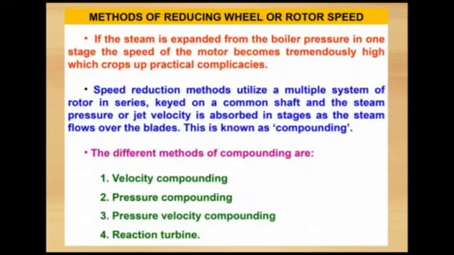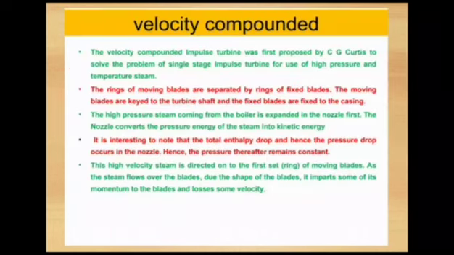Method of reducing wheel or rotor speed. If the steam is expanded from the boiler pressure in one stage, the speed of the rotor becomes very high, which crosses practical limits. The different methods of compounding are velocity compounding, pressure compounding, pressure velocity compounding, and the reaction turbine.